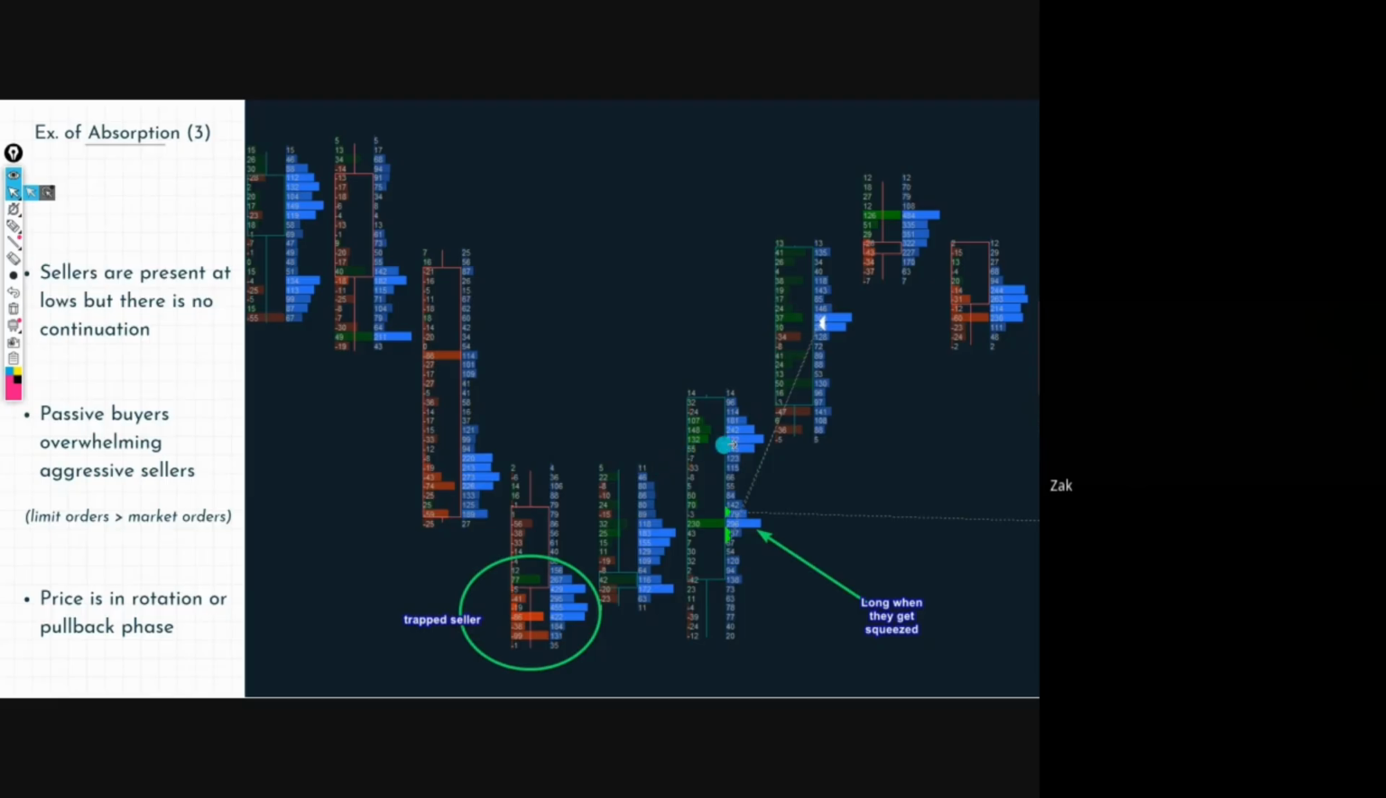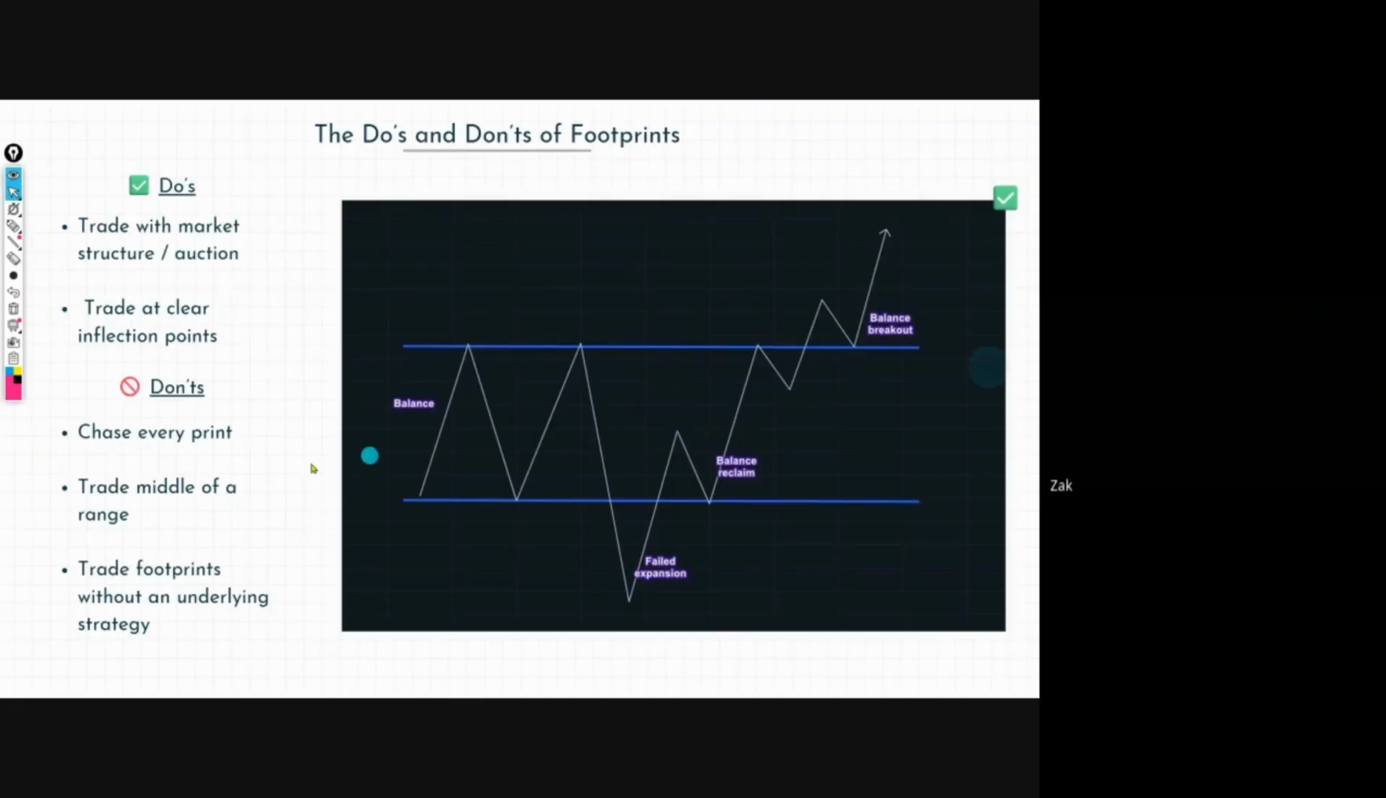What I personally do is I will wait for my levels of inflection before I look at a footprint. A footprint is not on my screen until I'm alerted that price is at a level I want to engage with. So don't chase every print.